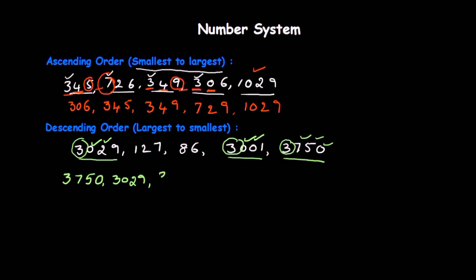After 3001, here we have a 3-digit number and here we have a 2-digit number. So the next preference goes to the 3-digit number, so we can write 127. The last one is 86. So this is descending order, that means largest to smallest.